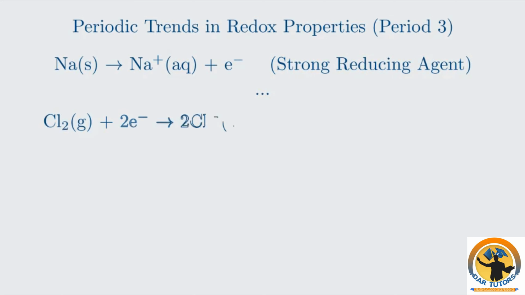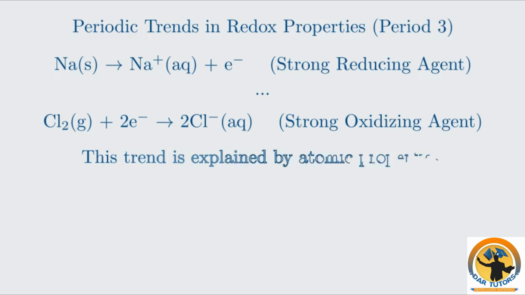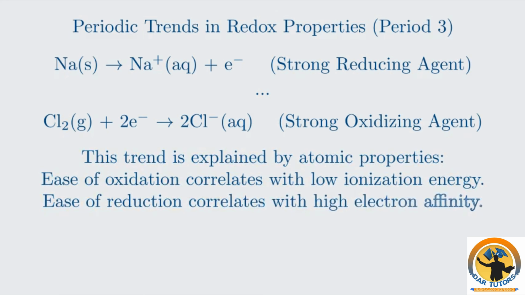Chlorine and argon on the right are nonmetals. Chlorine readily gains electrons, making it a strong oxidizing agent. Argon is inert, so it has no redox properties. This trend can be explained by atomic properties. Ease of oxidation correlates with low ionization energy, and ease of reduction correlates with high electron affinity. These trends are directly related to the position of the elements on the periodic table.